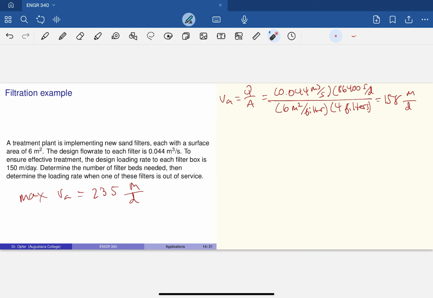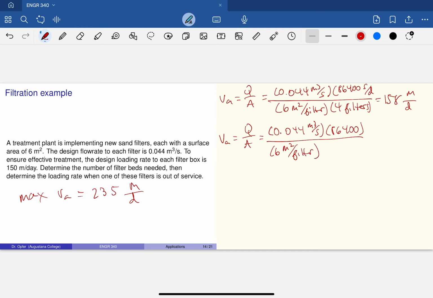But what happens when one of them is out of service for cleaning? We want to make sure we're still within guidelines then. So let's check again. Same formula. Same numerator as last time, 0.044 meters cubed per second times 86,400 seconds per day divided by 6 meters squared per filter. But now what happens if we only have 3 filters in service? And if you plug this in, we're at 211 meters per day. Okay, so even in the worst case scenario, we're still underneath this maximum loading rate, so we should build 4 filters.